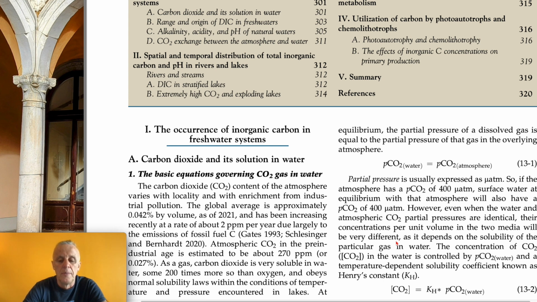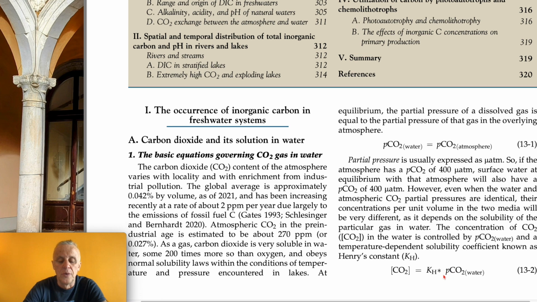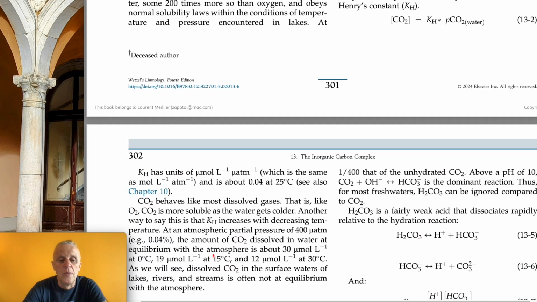PCO2 of 400 microatmosphere. However, even when the water and atmospheric CO2 partial pressures are identical, their concentration per unit volume in the two media will be very different, as it depends on the solubility of the particular gas in water. The concentration of CO2 in the water is controlled by PCO2 water and a temperature-dependent solubility coefficient known as Henry's constant, Kh. So the concentration of CO2 is equal to Kh times PCO2 in water. Kh has units of micromoles per liter per microatmosphere, which is the same as moles per liter per atmosphere, and is about 0.04 at 25 degrees centigrade.